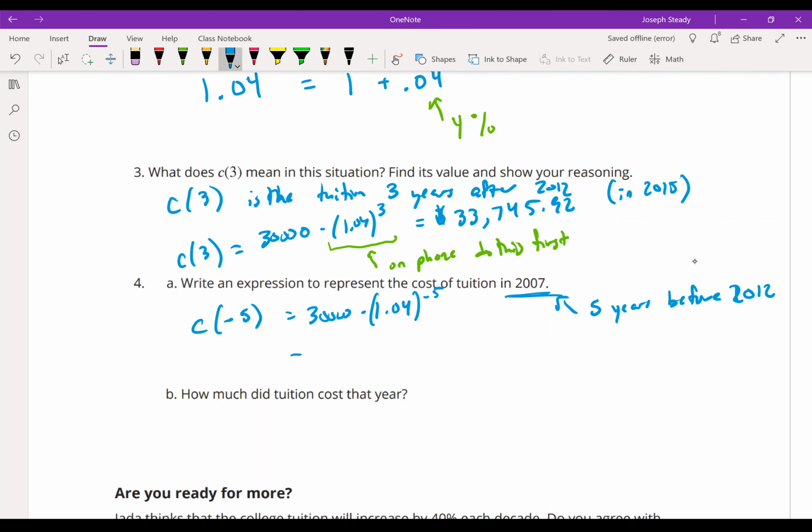And you should get as a number $24,657.81. That should be about the cost of tuition for this school in 2007. Oh, and that's actually the answer to part B, that number right there. And again, we can do a common sense check. This number should be smaller than 30,000 because the tuition should be smaller in the past. And that is what happened here.